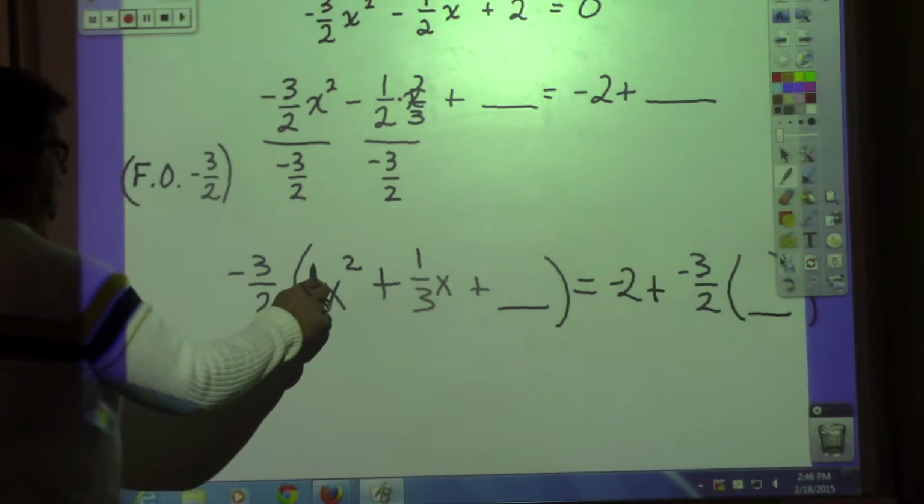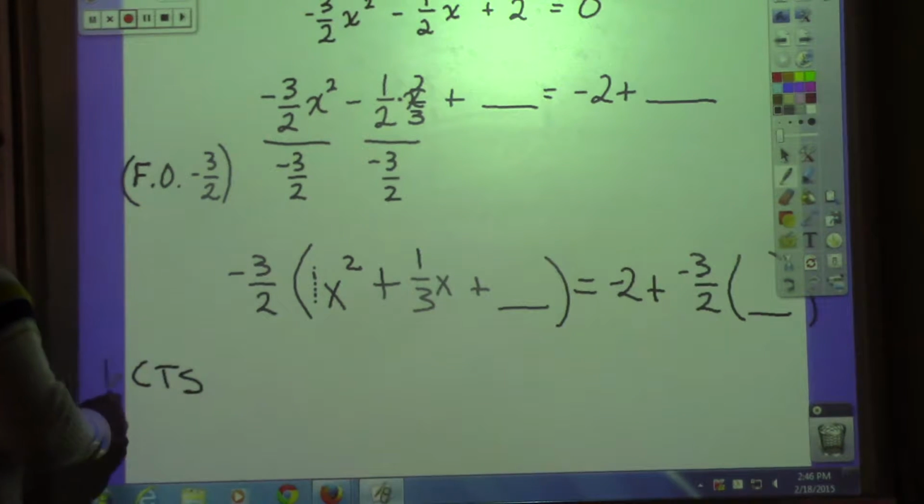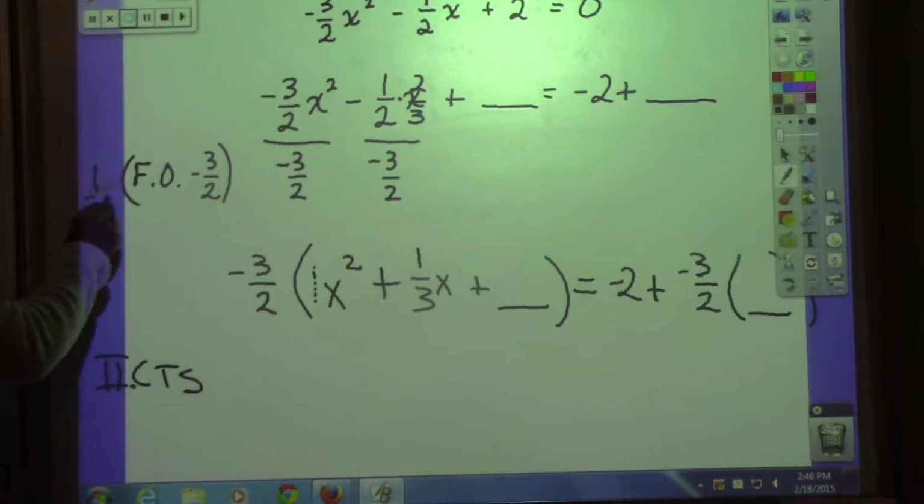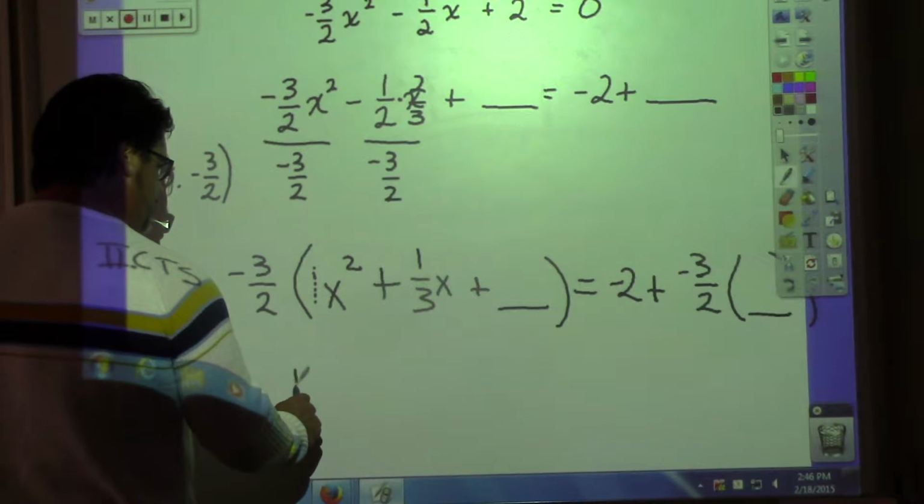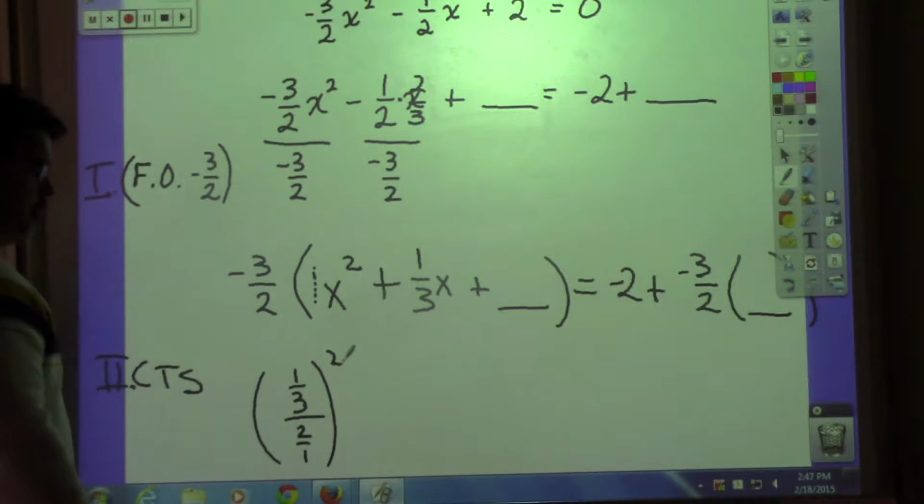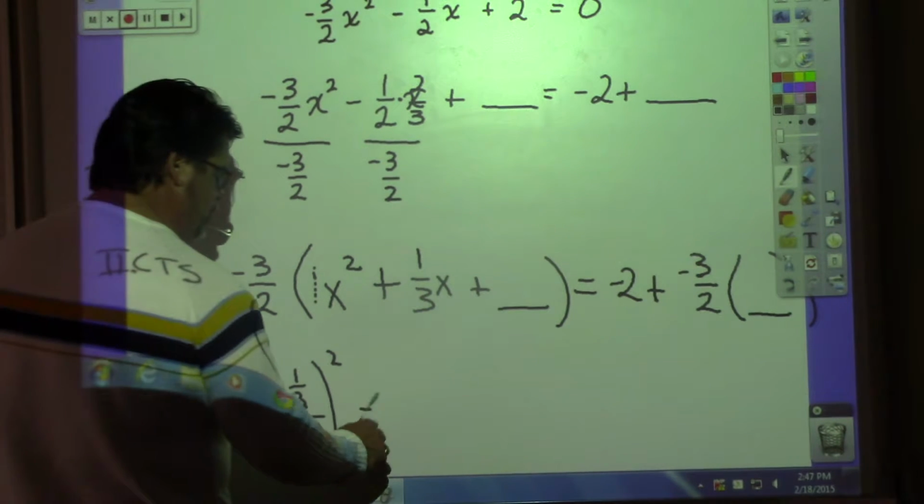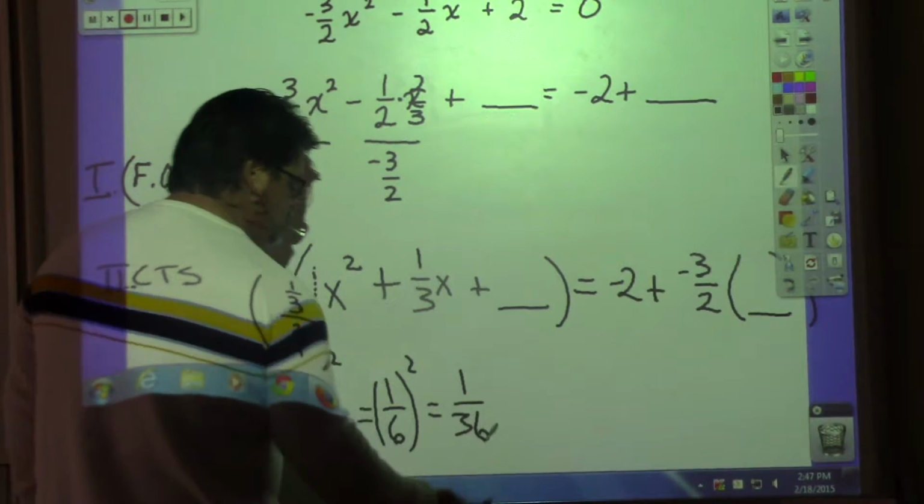Now that we've got a is equal to 1, we can use completing the square. Remember, completing the square comes what? Second. If you have to factor out something, you've got to factor out first. You cannot complete the square unless a is equal to 1. So, 1/3 divided by 2 over 1 squared. 1/3 divided by 2 over 1 is equal to what? 1/6. And 1/6 squared is 1/36.